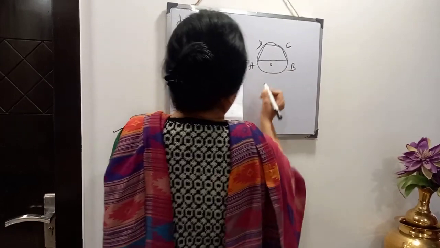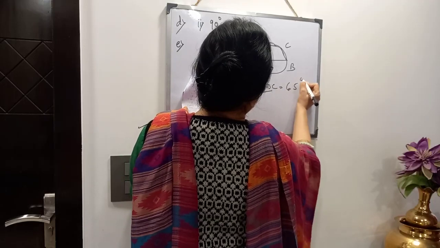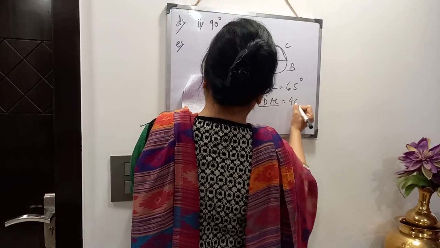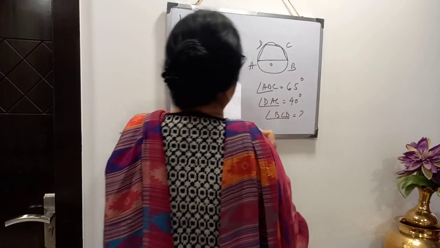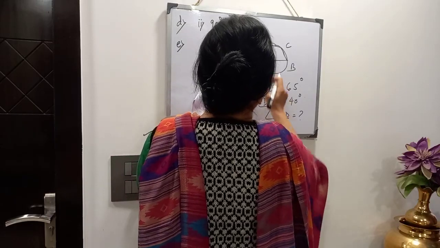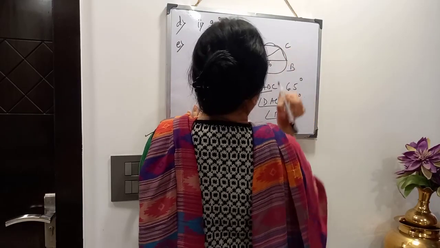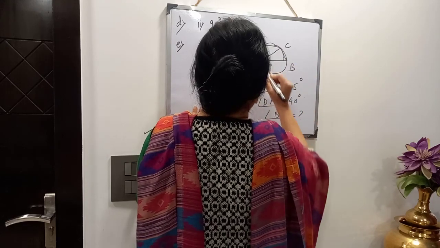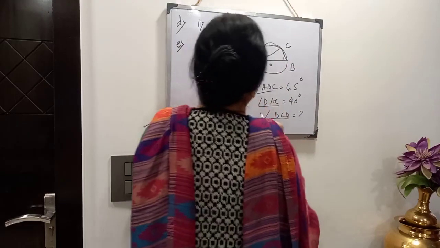What is given? ABC 65 degree. DAC 40 degree. You have to calculate BCD. Here BCD and DAC are given, so we have to join this. ABC means this is given 65, DAC this is given 40. Clear? Okay.